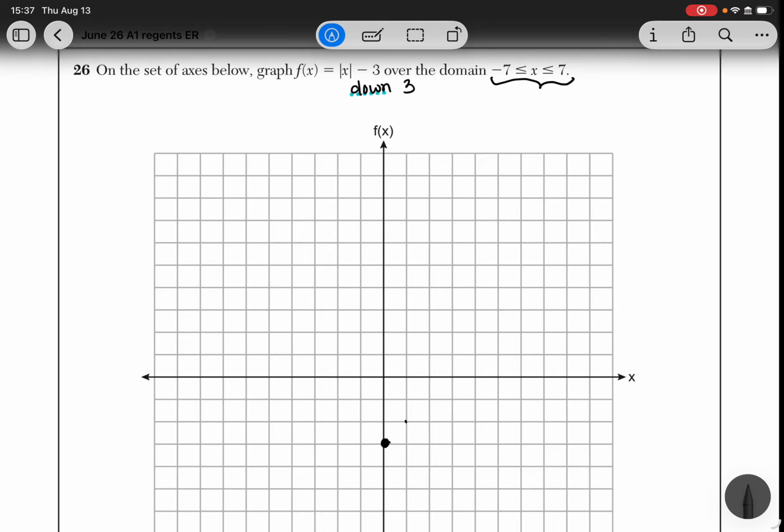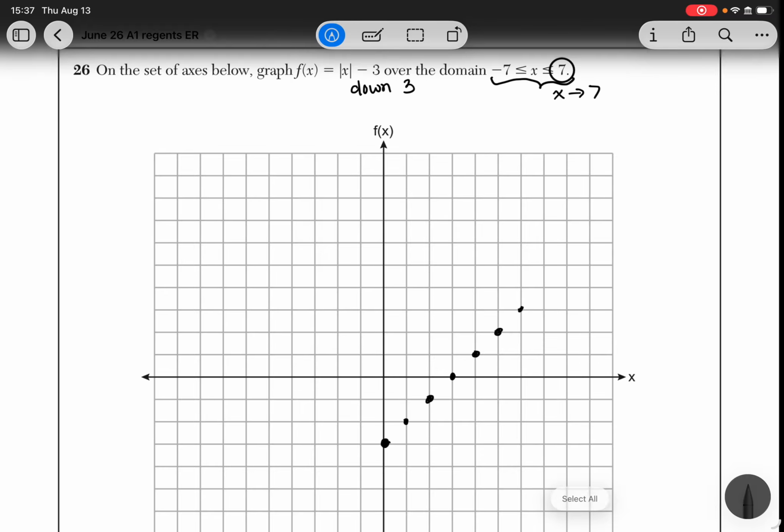So we're going to go up 1 over 1, up 1 over 1, up 1 over 1, and keep doing that. Question now is, when do we stop? In this case, given that our positive value for our domain is 7, that means we're going to stop where x is 7.